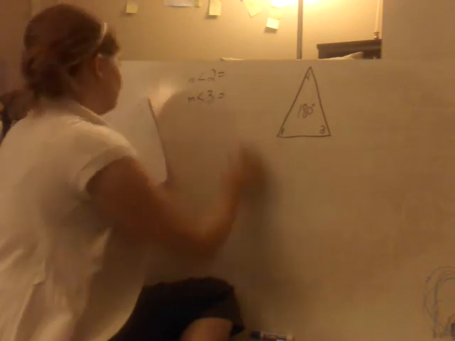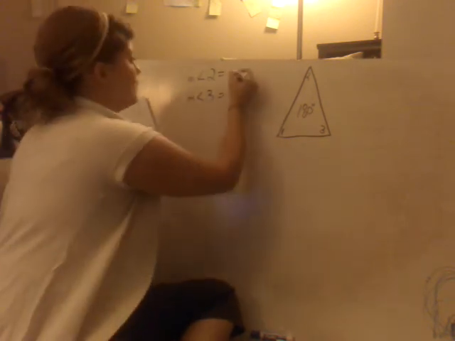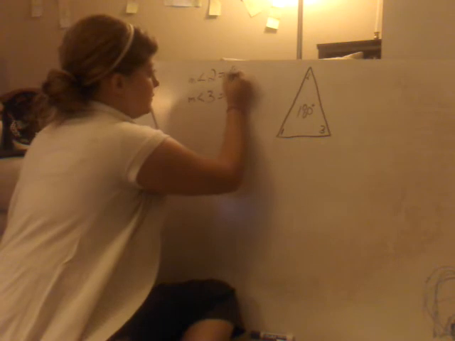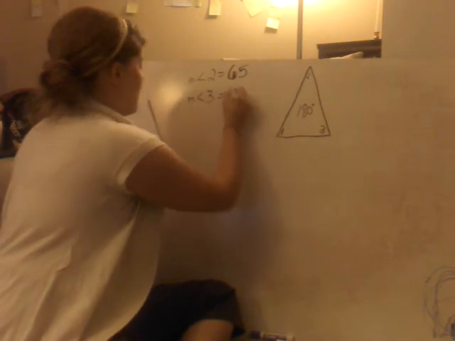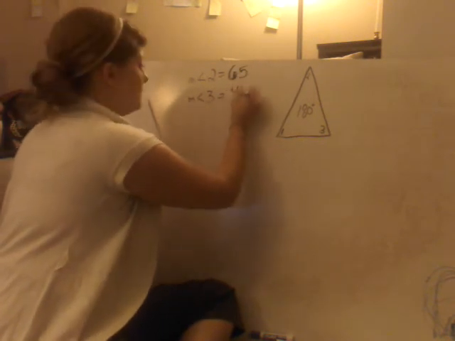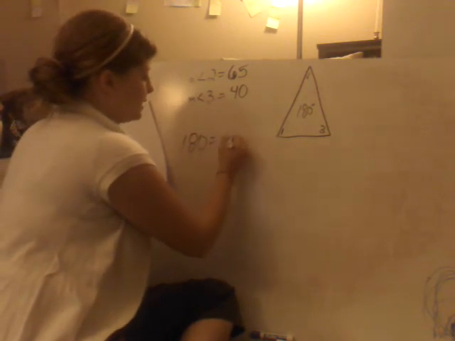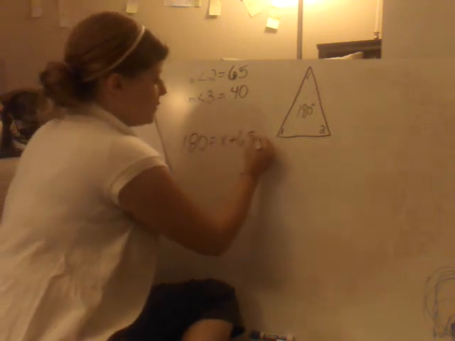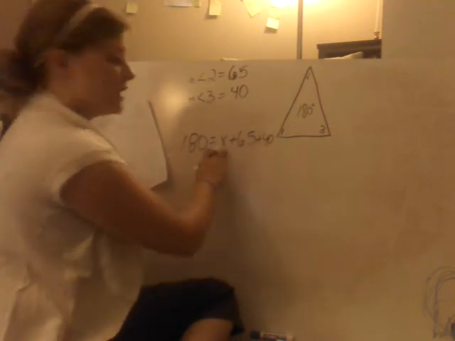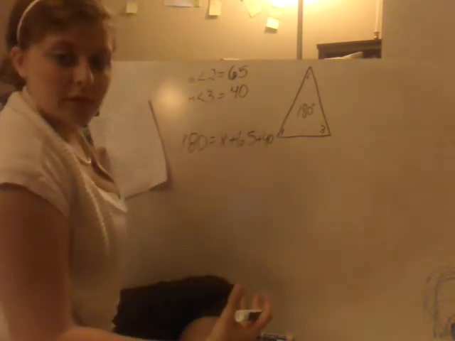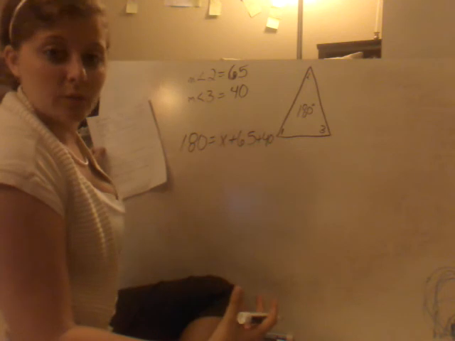Alright, so the next one. They tell me that angle 2 is equal to 65, and angle 3 is equal to 40. So I do the same thing. I have 180 equals X plus 65 plus 40. Now you'll notice I use X. That's just a placeholder. That's letting me know that I'm missing something and that's what I'm looking for.